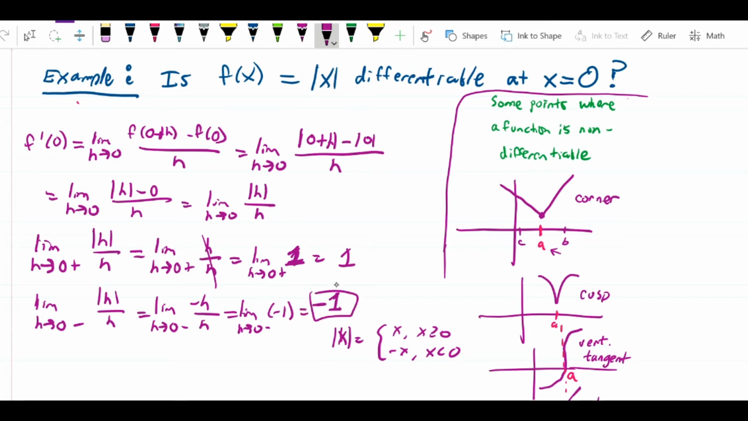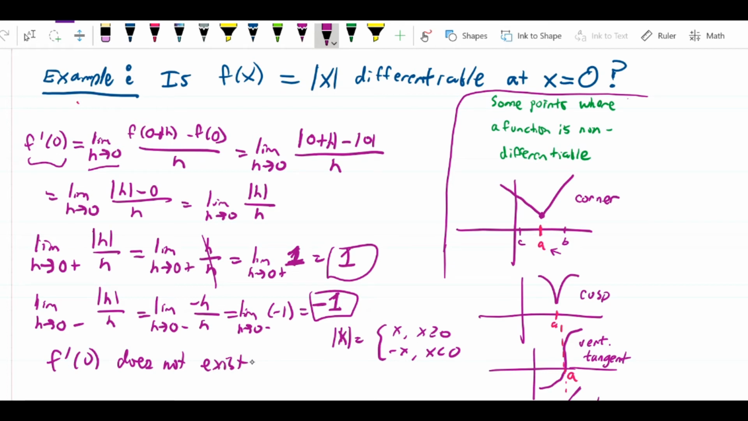Well, look at this. We get 1 and negative 1 depending on which side we approach from. So since this expression was defined as the two-sided limit, and we just discovered that the one-sided limits are not equal to each other, we now know that the two-sided limit does not exist. That means the derivative doesn't exist. So we would say that f prime of 0 does not exist.